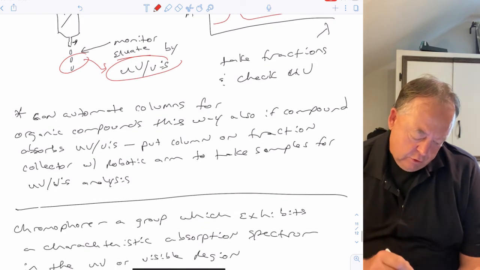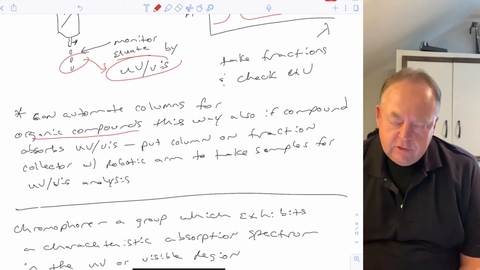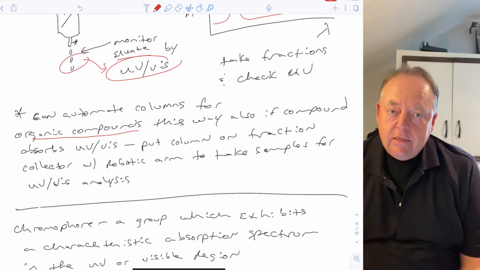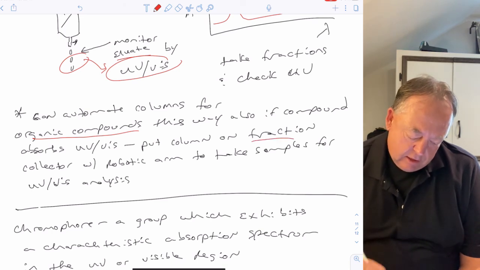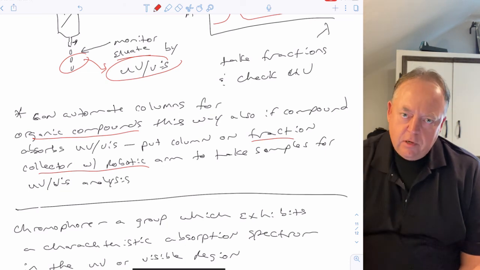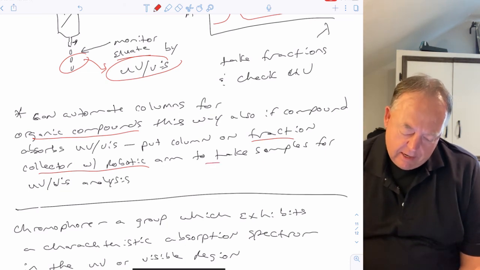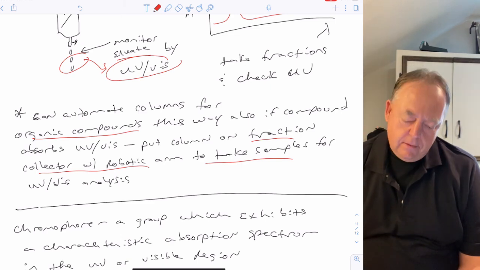Of course you could automate columns for organic compounds this way as well, so long as the organic molecule had a double bond in it. Then you could simply use a fraction collector, collect fractions with a robotic arm to take a sample and put it in a UV Vis instrument. And if you see a signal, then your molecule is coming off the column.